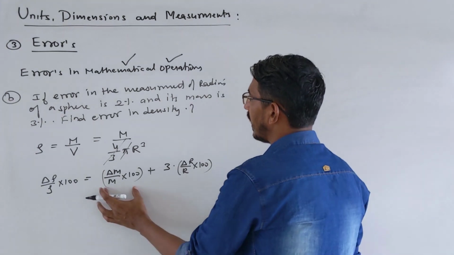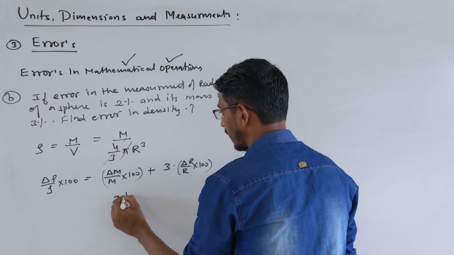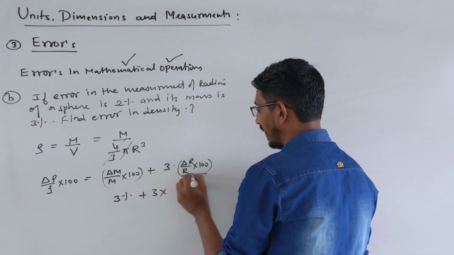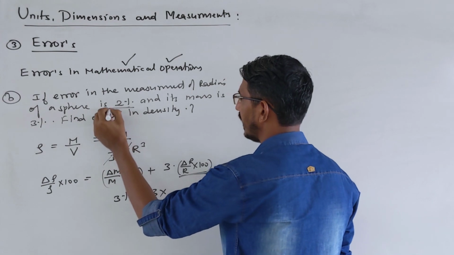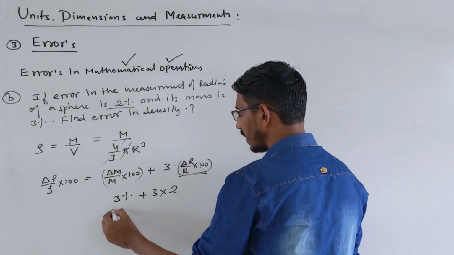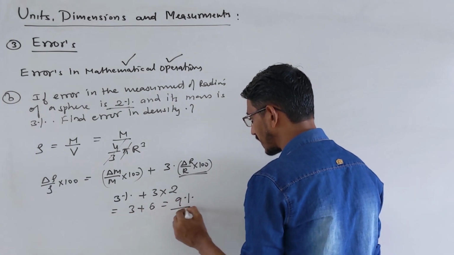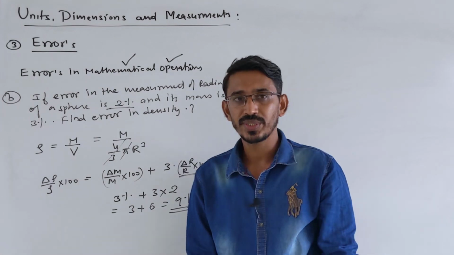Okay. Error in mass is given. How much is given? Mass is given 3%. Okay. This is 3%. Then 3 times the error in radius, which is given 2%, even plus 2%, minus 2%, everything we have to call plus 2%, okay? 3 plus, this becomes 6, so the answer is 9%. How did you understand this?